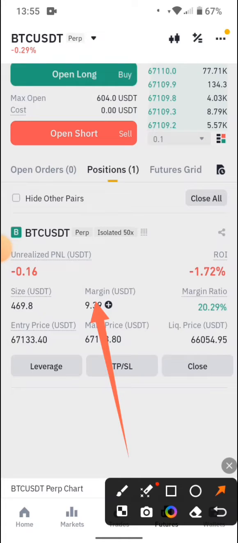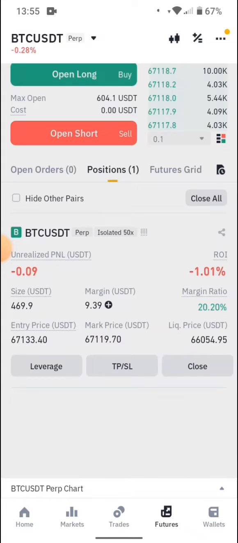You are going to lose if ever the Bitcoin price reaches 66.05. If it keeps dropping and reaches this price, currently the price is 67,119, you are going to lose your money. That's basically what this means.